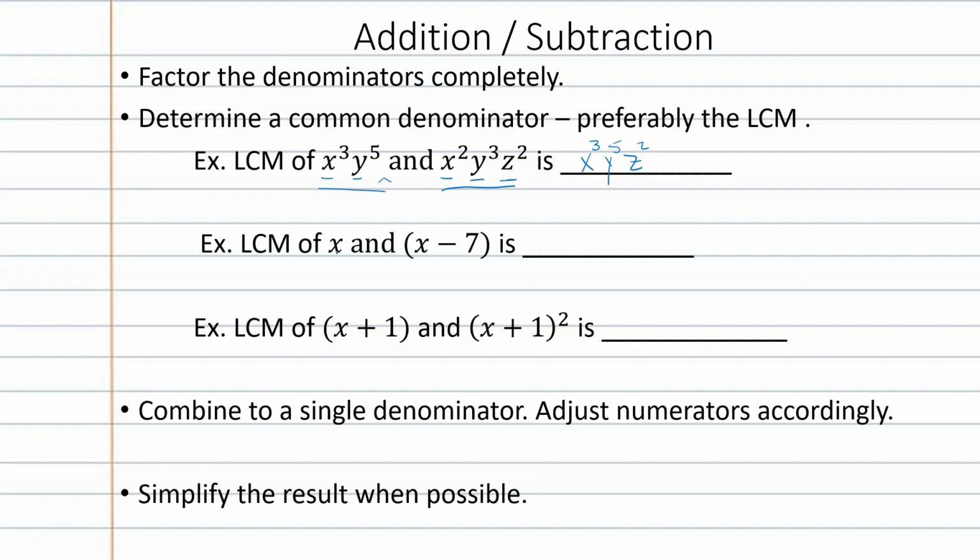Let's try the next one. The least common multiple of x and x minus 7. Now, these are individual terms. There's just a single term in the first one, and then there's a term here that involves a subtraction.